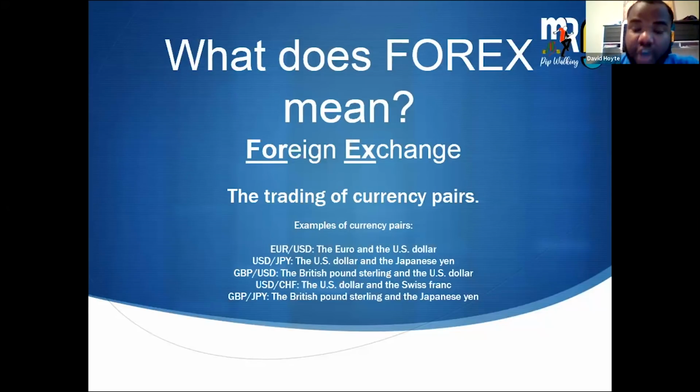So what does Forex stand for? Basically, it stands for the foreign exchange market. You're trading currency pairs. So it's basically one country's currency versus another country's currency. Currency is money.